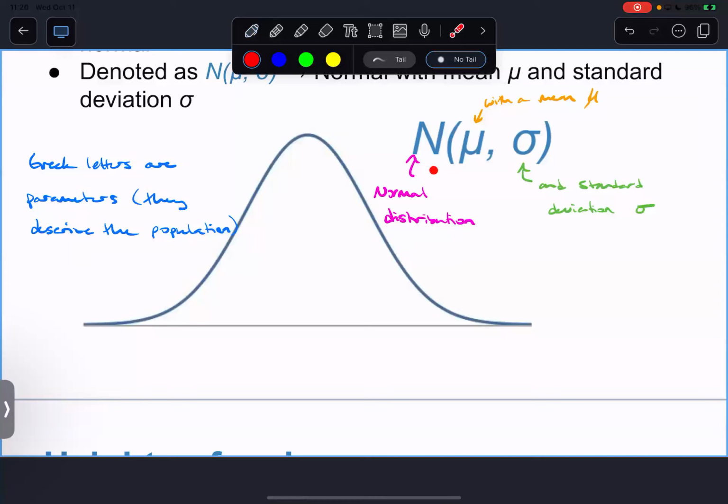This also goes back to describing a distribution, right? We needed to know the shape. Well, it's normal. We needed to know the center, mu, and we needed to know the spread, right? The standard deviation. So now we've fully described this distribution.